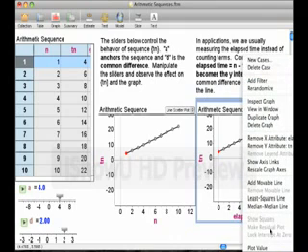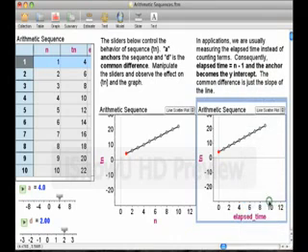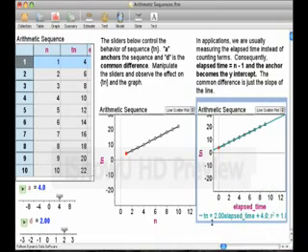Let's just add a least squares line, and we can see the slope is 2, the y-intercept is 4, the common difference is 2, the anchor term is 4. It's a perfect fit. So clearly, arithmetic sequences and linear functions are closely related.